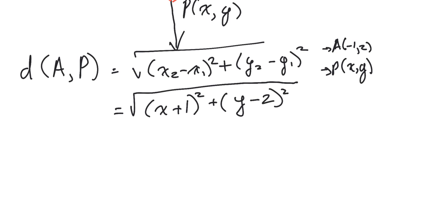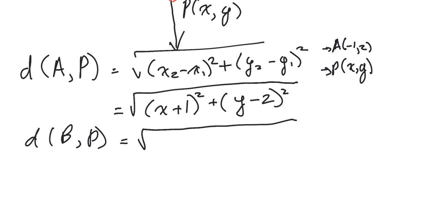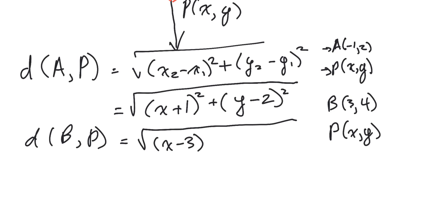Now let's calculate the distance from B to P. It's going to also equal the square root of that same thing, but here is B, which is 3, 4, and this is P, which is x, y. So we just substitute. We got x minus 3, and then y minus 4. The square root of x minus 3 squared plus y minus 4 all squared.